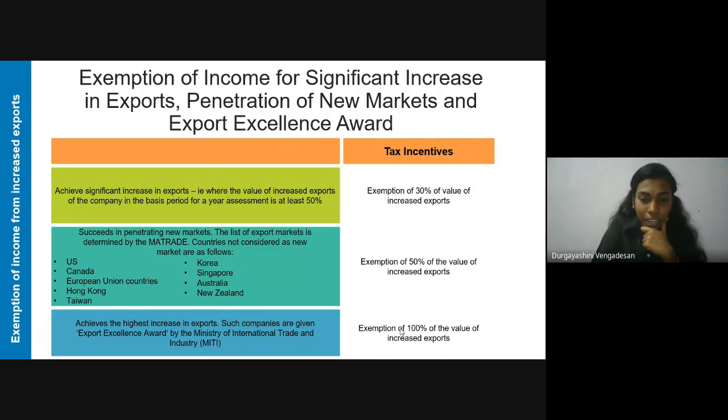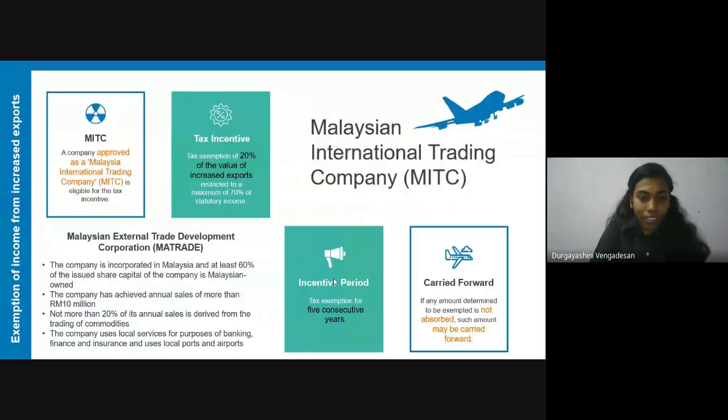And then for the rate of exemption of 100%, the company should achieve the highest increase in export. Such companies are given the Export Excellence Award by the Ministry of International Trade and Industry, which is known as MITI. So that's all from me. Next, I'll pass to Izzati.